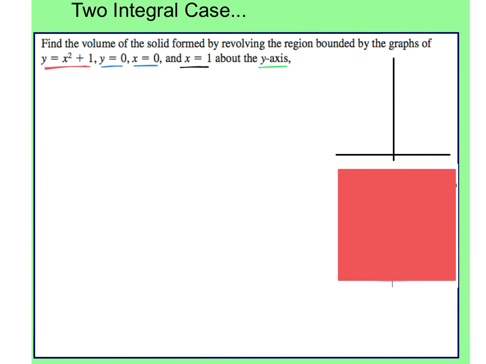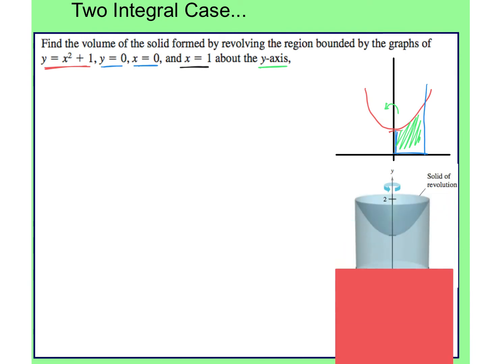What's x squared plus 1? Parabola. Where does it start? It starts at 1. So we have a parabola that starts at 1, kind of like so. And then we have y equals 0. That's known as what? The x-axis. X equals 0, known as the y-axis. And then x equals 1, which is just a vertical line over here. All right? So I'm taking this portion and I'm revolving it around the y-axis. So that's what your picture should kind of look like. All right. So if you want to know the CAD drawing, there it is.